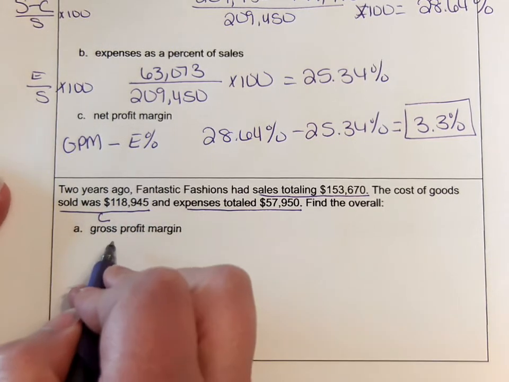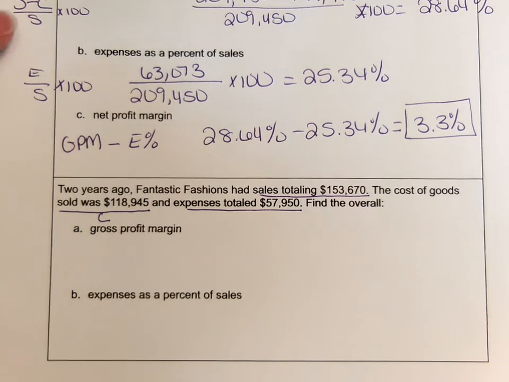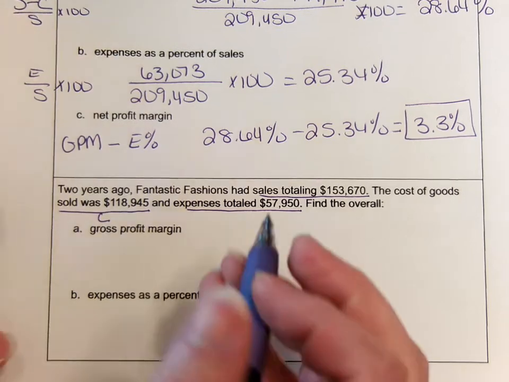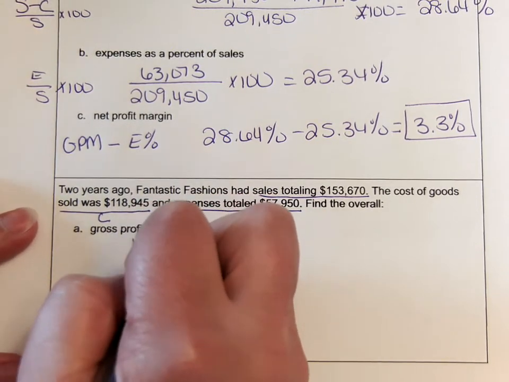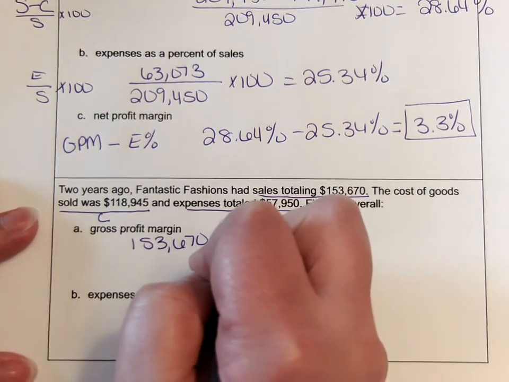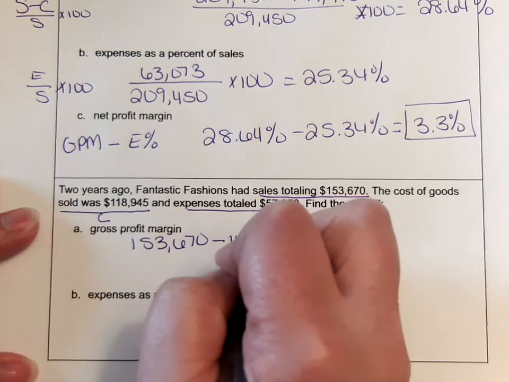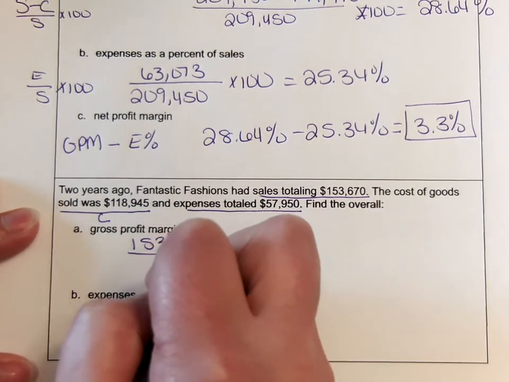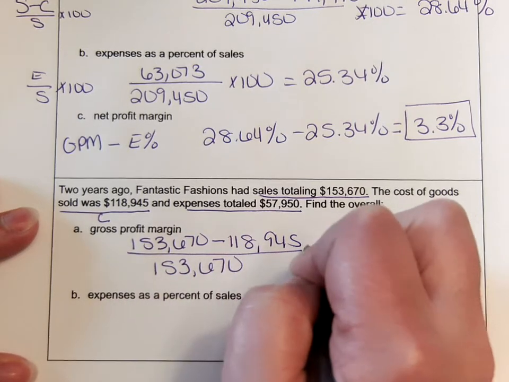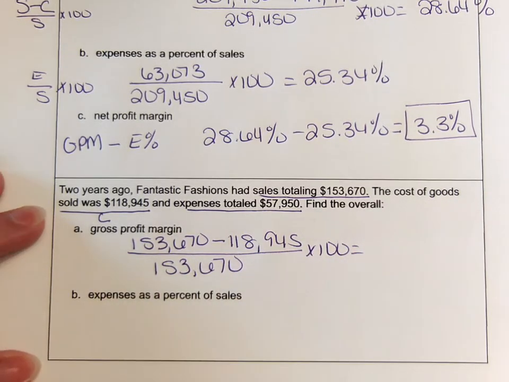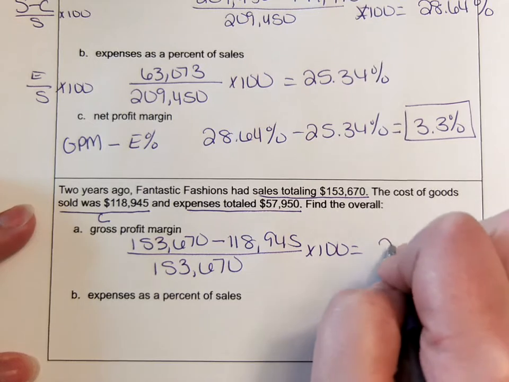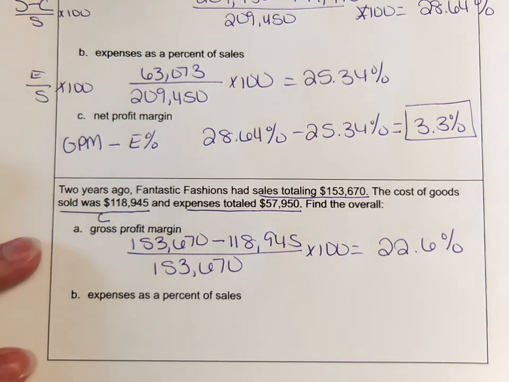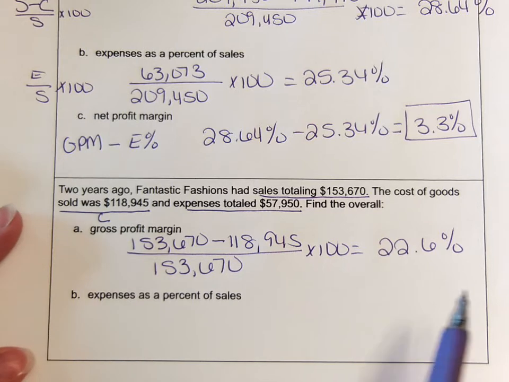Okay, so again, gross profit margin. That's our sales minus cost divided by sales times 100. So 153,670 minus our cost, 118,945, divided by the sales, 153,670, times 100. You plug it into the calculator, you're going to get 22.6%. That's rounded to one decimal place.